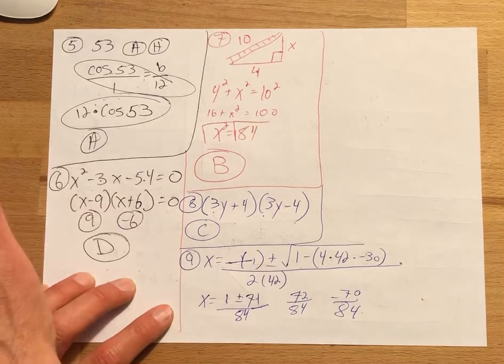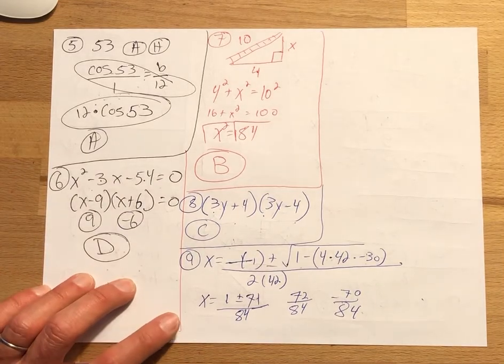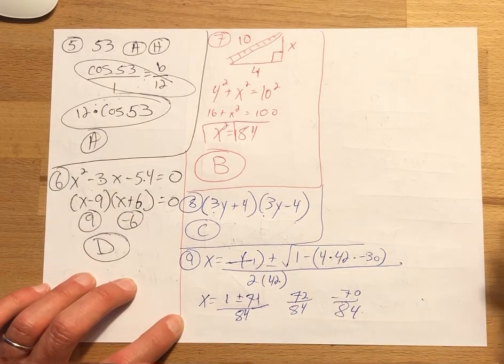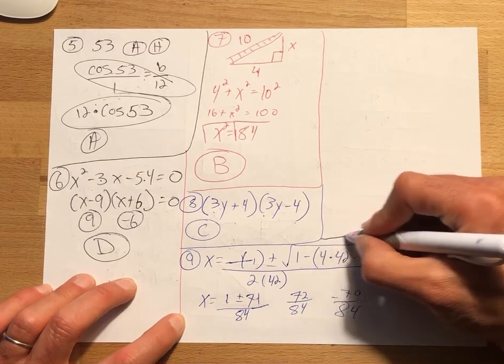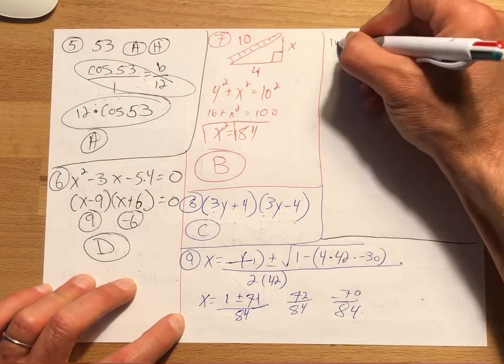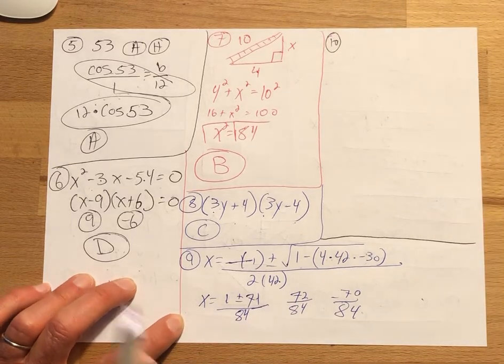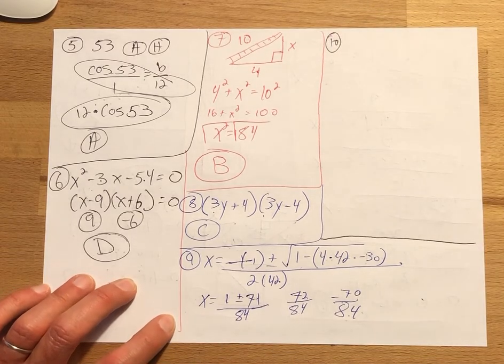That was number 9. Number 10. Oh, and the answer choices, these are reduced. They don't have 72 or 84, they just reduce it.